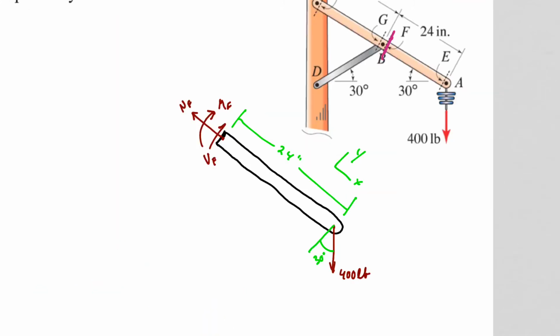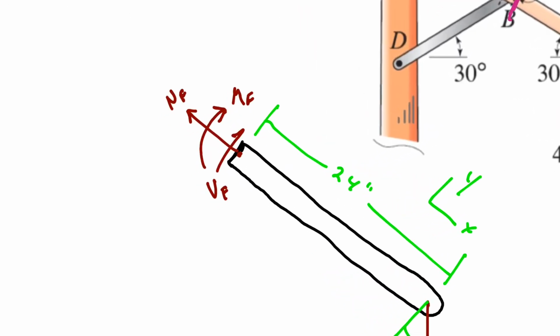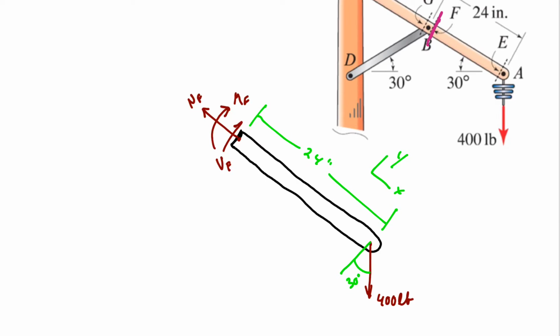Okay, so I've drawn the free body diagram for this section at F, our cut at point F. I've drawn in our internal forces for that section. We see the only difference between this one and the other one, as far as the free body diagram, is that we have this length of 24 inches from our original free body diagram that we analyzed.